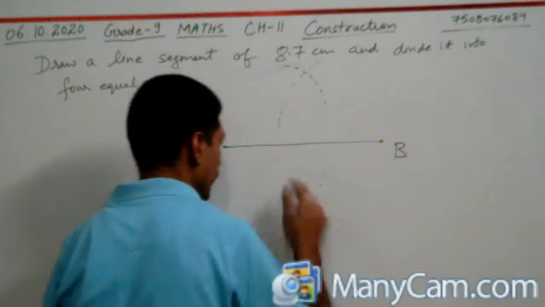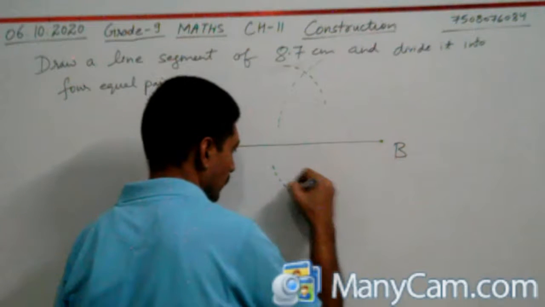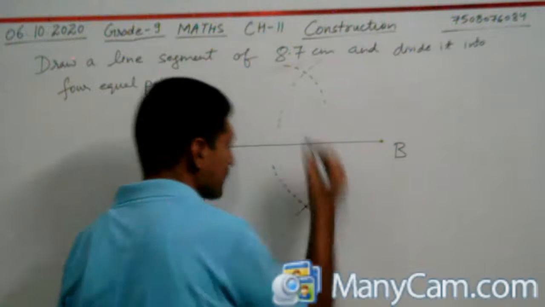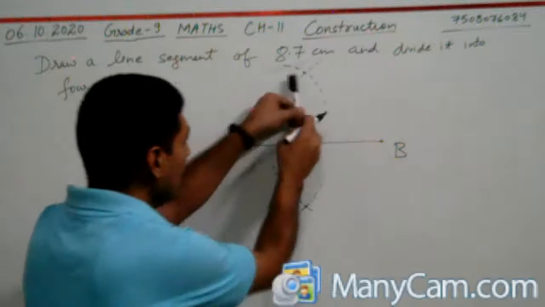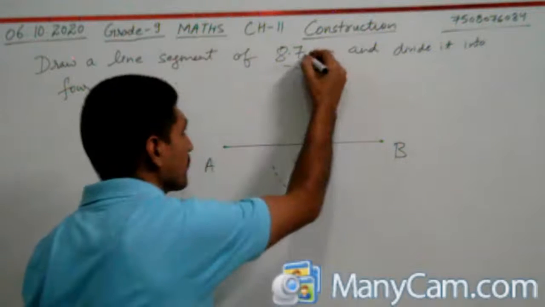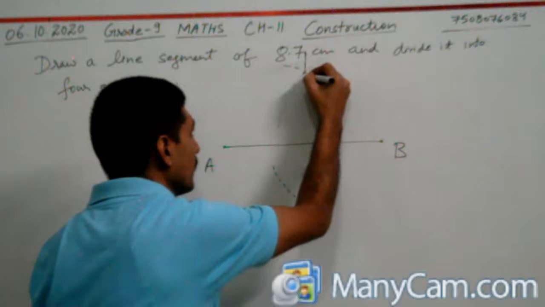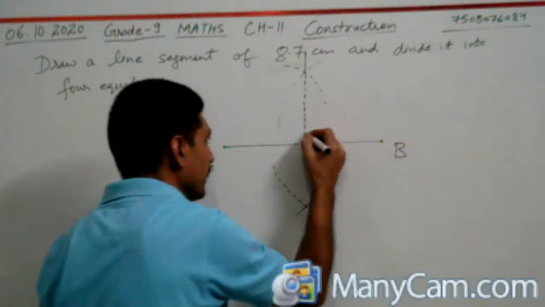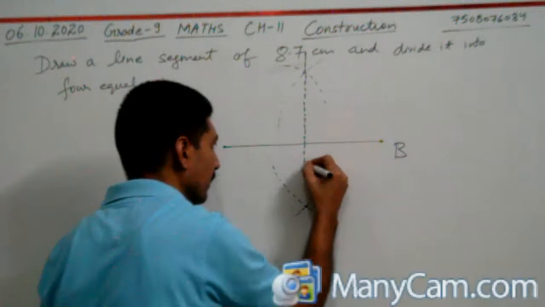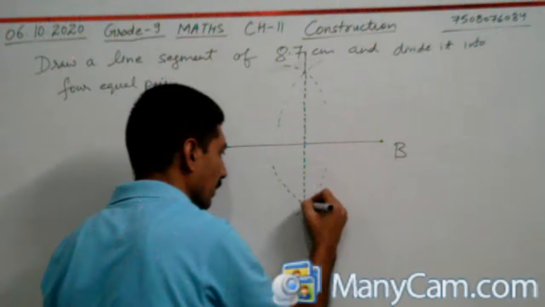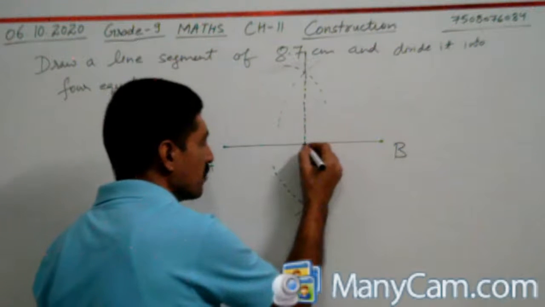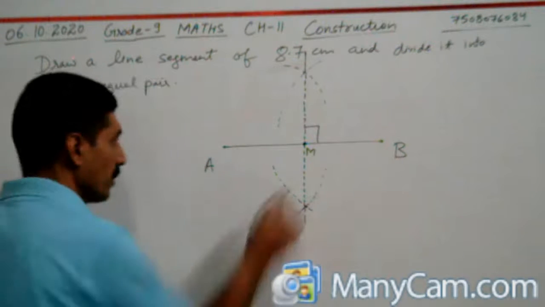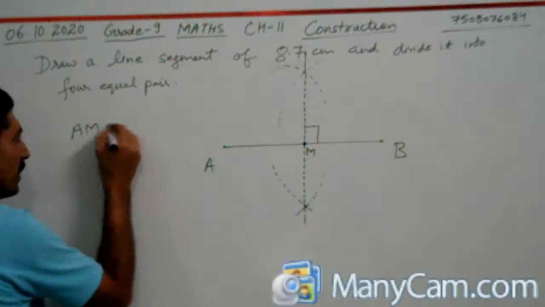Now with the help of a scale, we will join these 2 points. This line is your perpendicular, and it is making 90 degrees here. This point is always the midpoint and this angle is always 90 degrees. So here, AM is equal to BM.